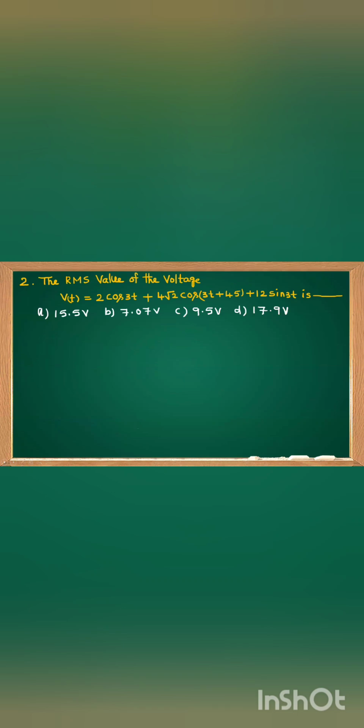Next question: the RMS value of the voltage v(t) = 2 cos 3t + 4√2 cos(3t + 45°) + 12 sin 3t. You have to find the answer. What is the solution for this one?